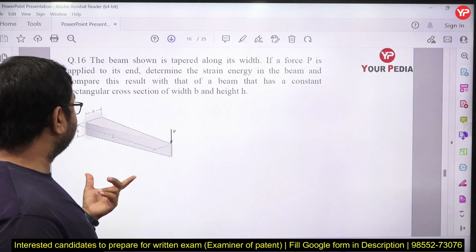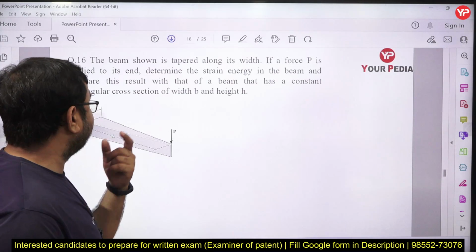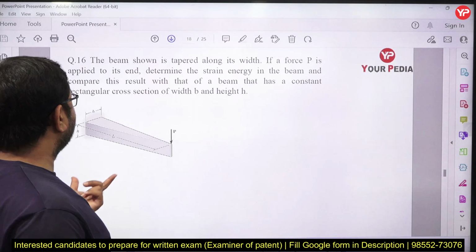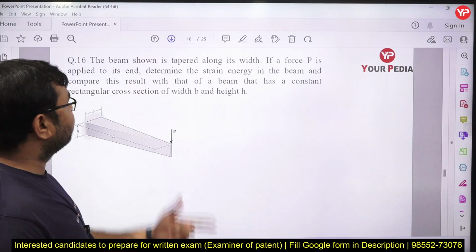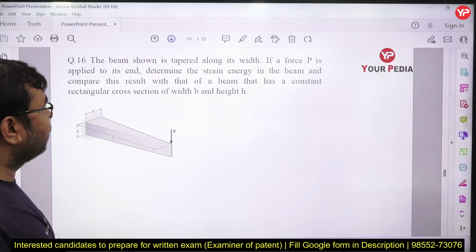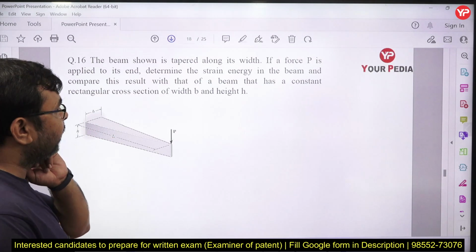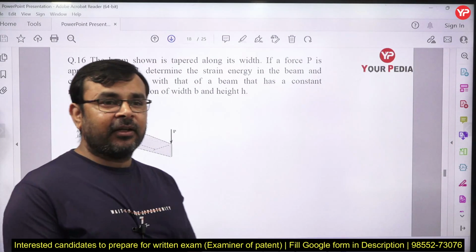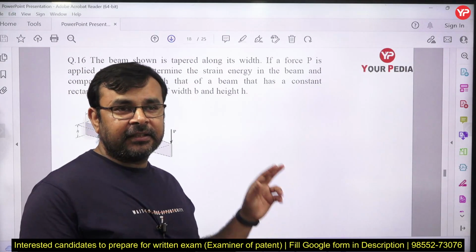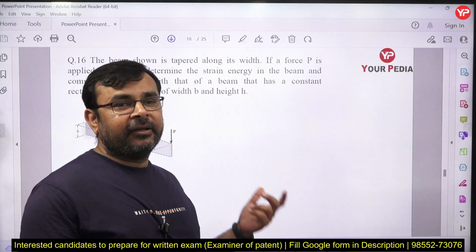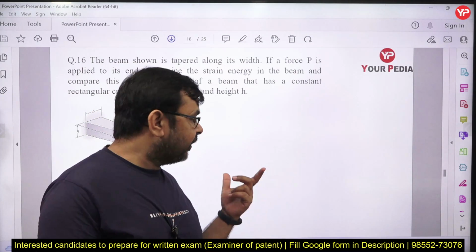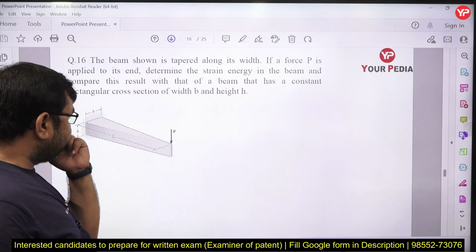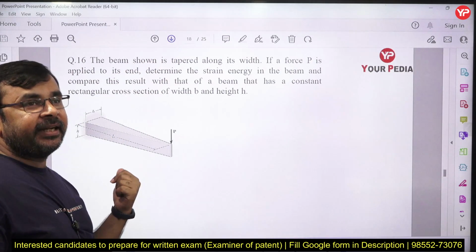And now again this is a non prismatic type member, and here the cross section is uniformly varying. So again you need to calculate for the beam shown, tapered along width, and if it is subject to a load at the free end, you need to calculate strain energy, correct. So by using Castigliano's theorem you can determine the strain energy, as well as if you want to find deflection, then we can also determine deflection, yes or no, and slope of this beam, correct. And this is a very similar question which was already asked in the GATE exam, correct.